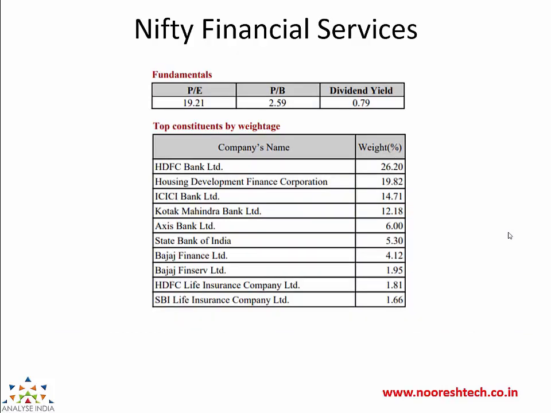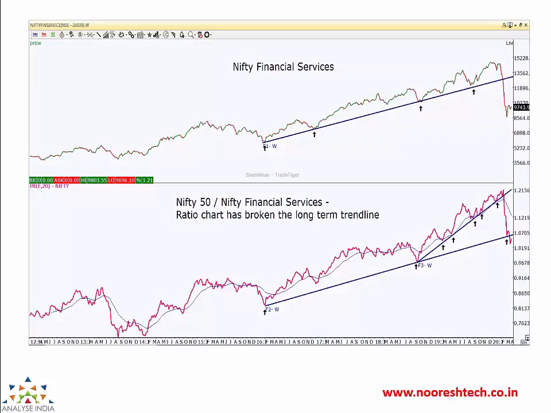Next we see is Nifty Financial Services, where majority of the weights is by HDFC Twins, followed by ICICI Bank, Kotak Bank and Axis Bank. Let us see the chart.